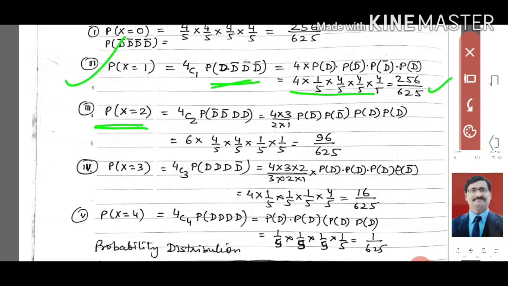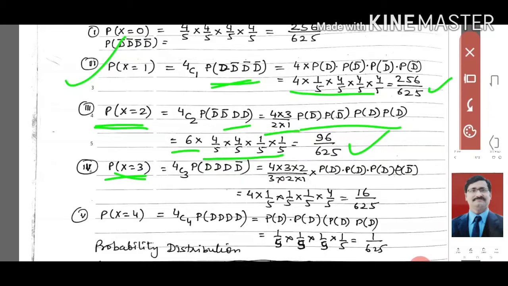Now P(X=2). X equal to 2 means 2 defective bulbs. From 4, 2 times, so you write 4C2. 4C2 is solved, you get 6, meaning 6 cases. So you write P(D') into P(D') into P(D) into P(D). That will be equal to 6 into 4 by 5 into 4 by 5 into 1 by 5 into 1 by 5. That you will calculate and get 96 upon 625.